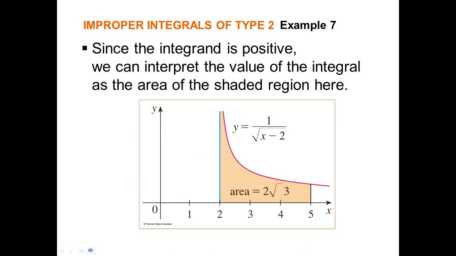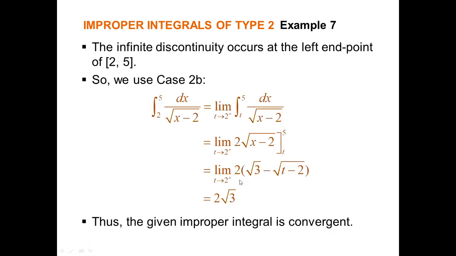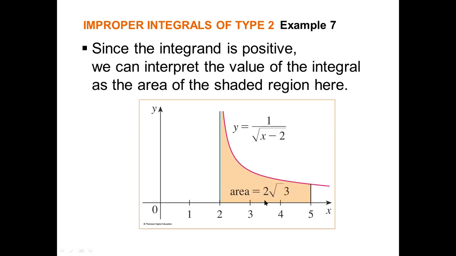Okay? Now we will continue. So this is how it's going to look. You have here the x equal to 2 line, and this is the curve of your function, and the area whose value we will determine is 2 square root of 3. And remember, the 2 square root of 3 is the value of this particular integral. And that is the same as the area under the curve on the limit 2 to 5.